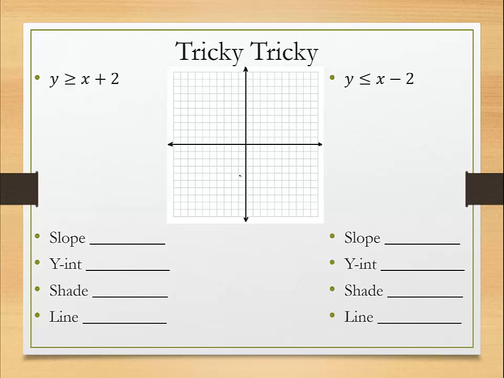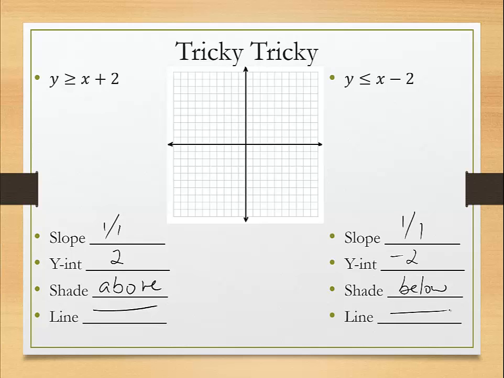Next one, tricky. Well, it's tricky because you'll find out. So let's go ahead and find the slope of the left line. So we have a 1/1 slope, y-intercept of +2, shade above because it's greater than, and then a solid line because it's equal to. Now your right line, your slope is 1/1 again. Your y-intercept is -2. Your shade is below because it's less than, and it's a solid line because it's equal to.